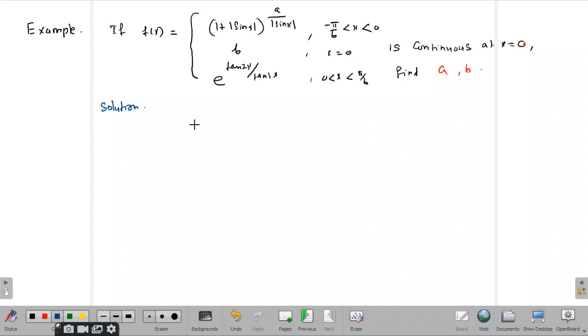Left limit L1 and right limit L2. L1 and L2 must be equal and equal to B. So L1 equals the limit as x approaches 0 of (1 plus mod of sin x) whole power a by mod of sin x.